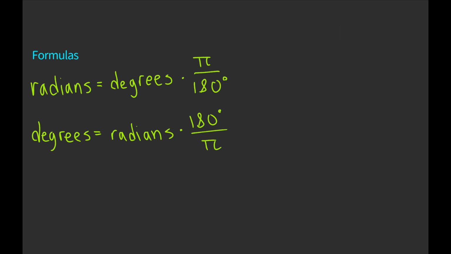And so what happens in these formulas is the numerator and denominator are going to cancel out either the degrees or the radians. So in this top formula, the degrees of the 180 and this will cancel out. And on the bottom formula, the pi and the pi here will cancel out. So you'll just be left with, for the top formula, radians, and for the bottom, degrees.